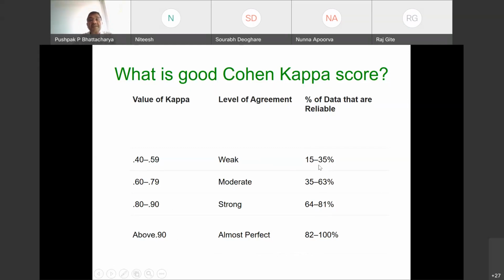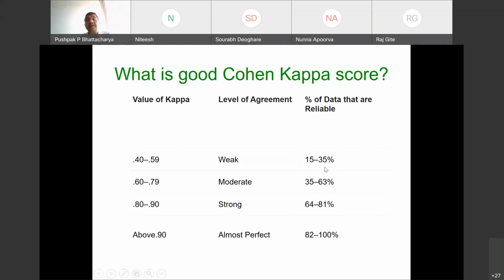Okay, that is an interesting discussion which we need to take up. And after all, what is the use of Cohen Kappa? The use of Cohen Kappa will give me the inter-annotator agreement. But what of it? Why should that be important for me? The importance lies in this third row. How much of this annotated data can I rely on?